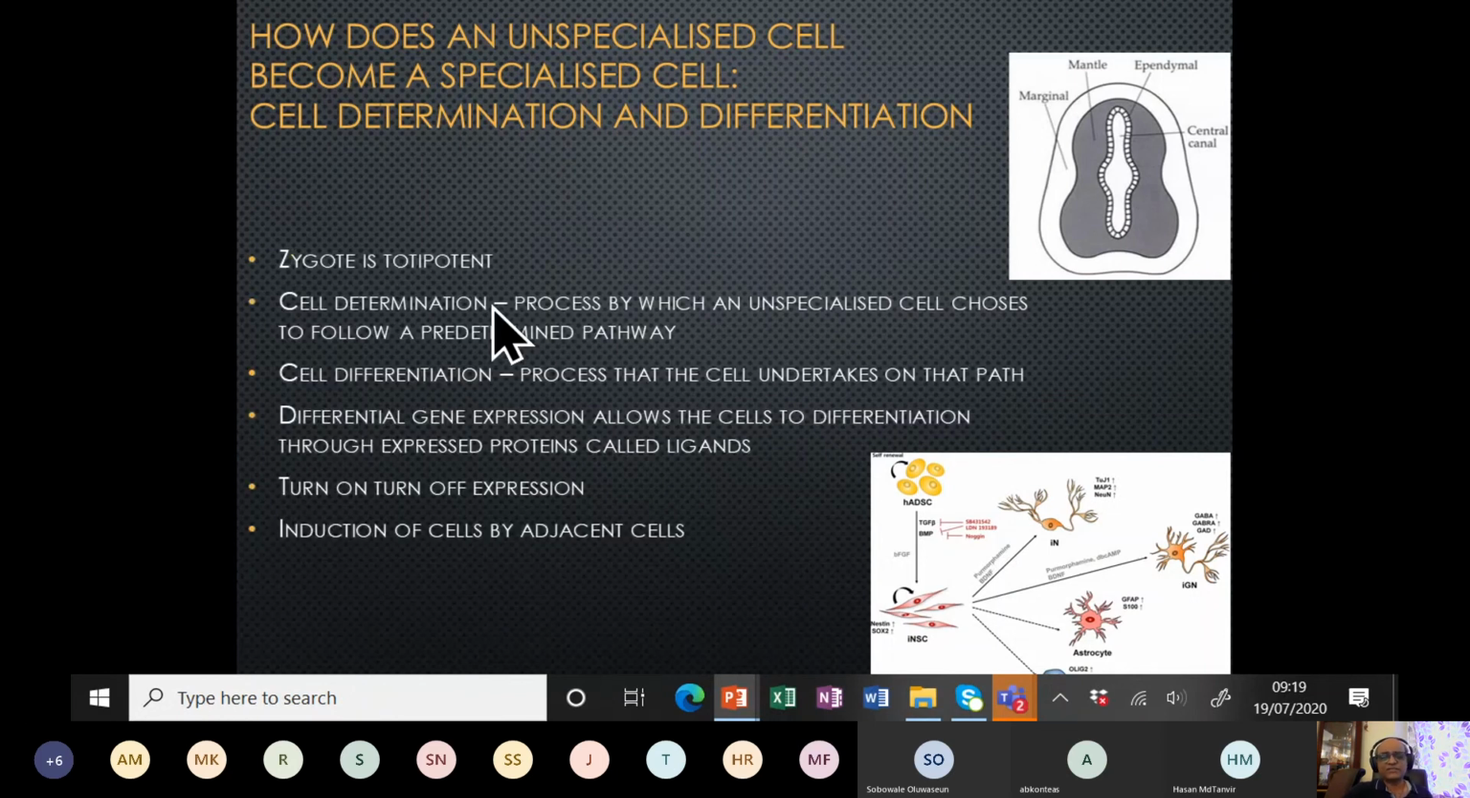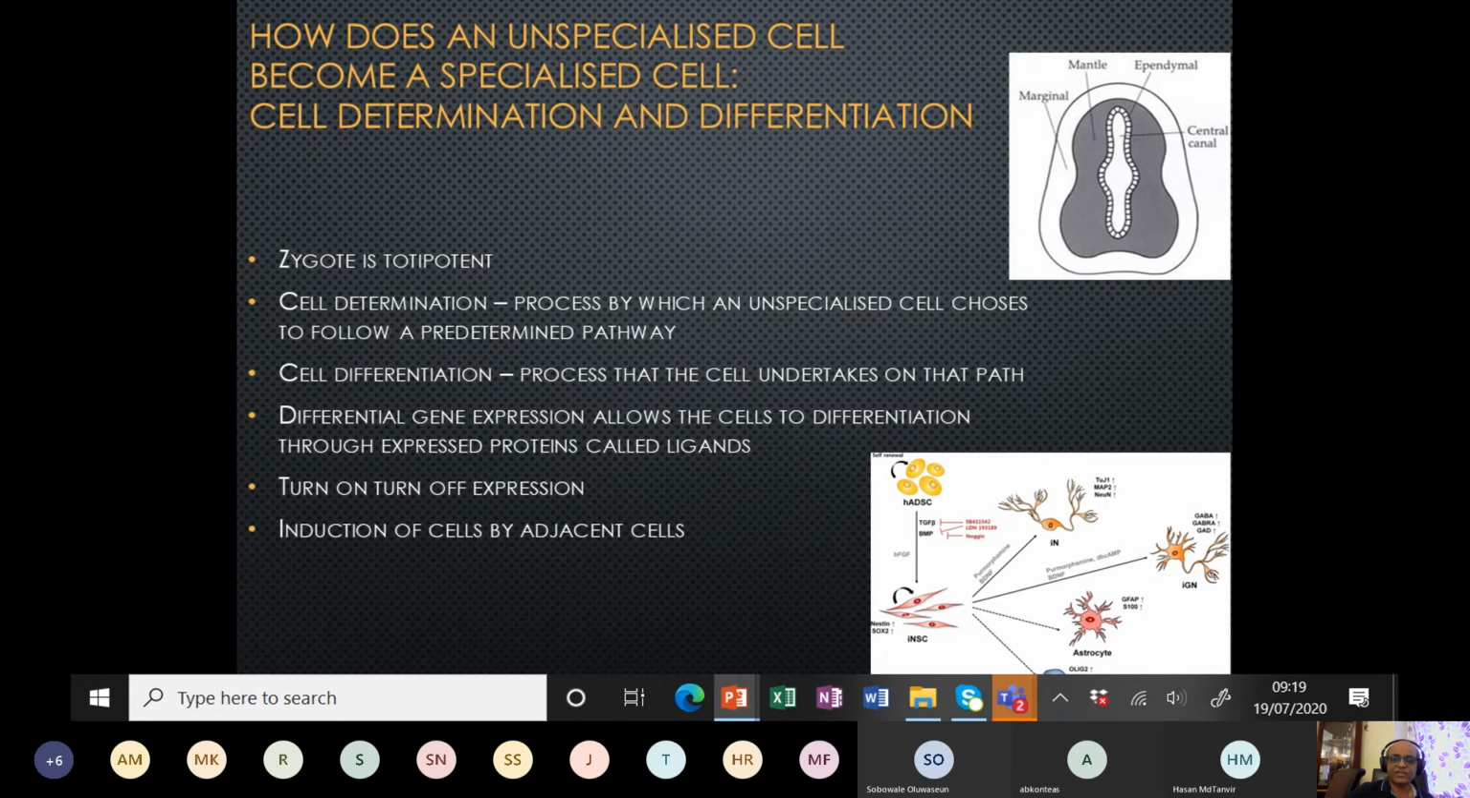So we know that the zygote is totipotent or pluripotent, so it can form into any cells. And cell determination is a process by which this unspecified cell will choose a path that it has predetermined. And when it starts undertaking that path, it is called cell differentiation.